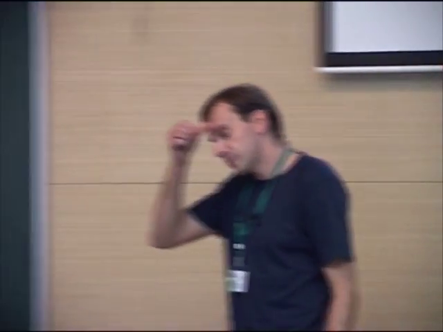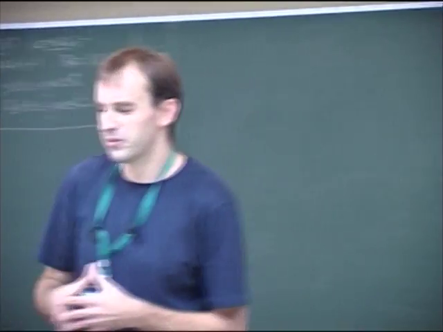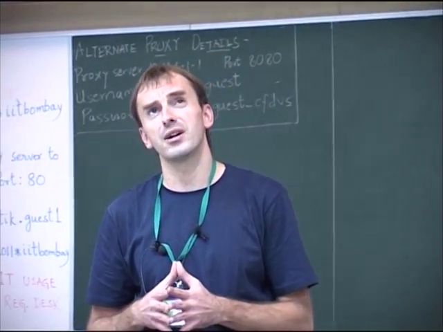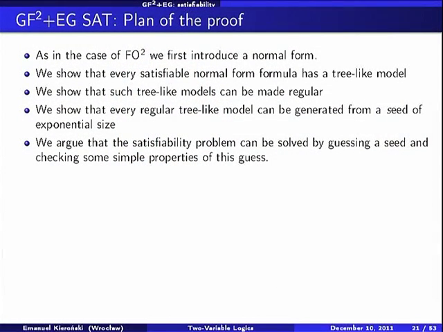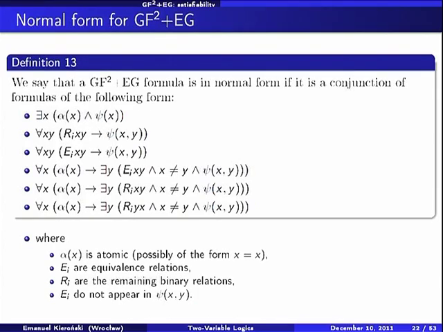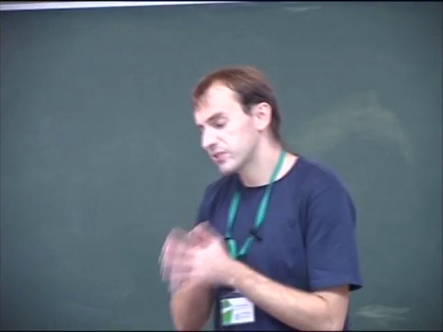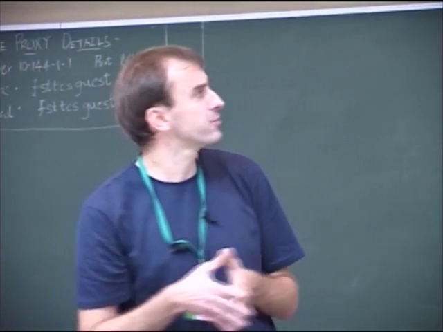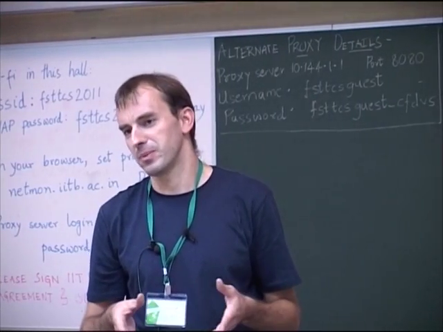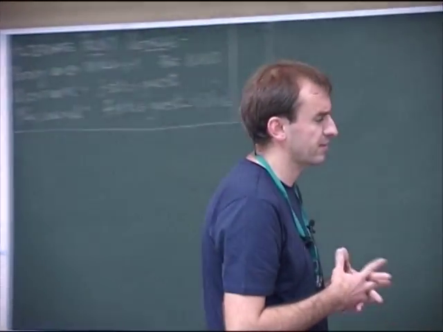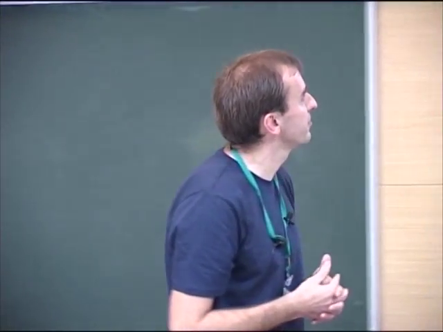How can we obtain the upper bound? So we will see that every satisfiable formula has a model of a tree-like shape. And then I will argue that such tree-like models can be made regular and their existence can be very easily checked. I will explain these unravelings in a moment. Of course, we will need some kind of normal form, as in the case of two-variable logic, to make things simpler. And this normal form is very similar.